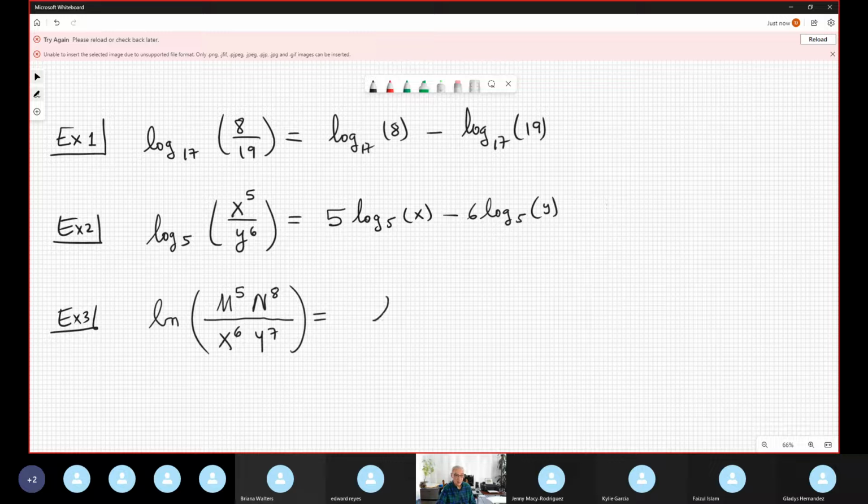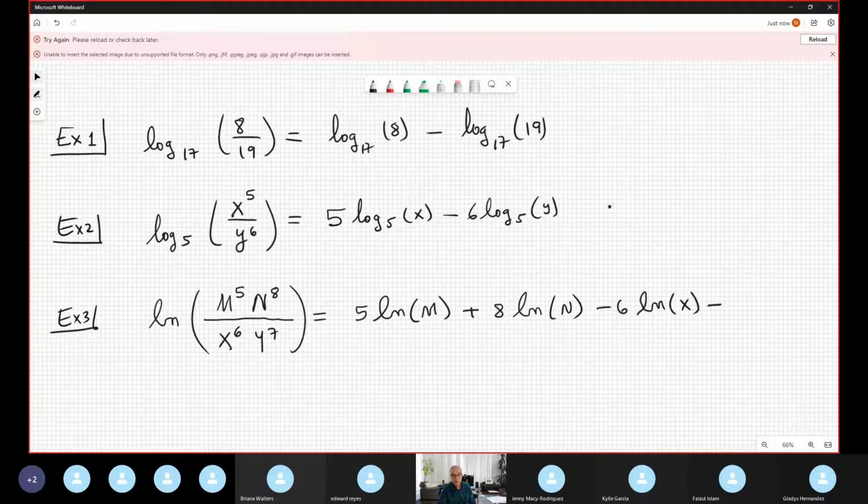And you copy ln of m, positive because it is in the top, and 5 is the exponent, so it goes to the front as a factor, plus 8 ln of m, also positive because it is in the top. Everything in the bottom is negative, so it's minus 6 ln of x minus 7 ln of y. Final answer. Super clear? Yes.